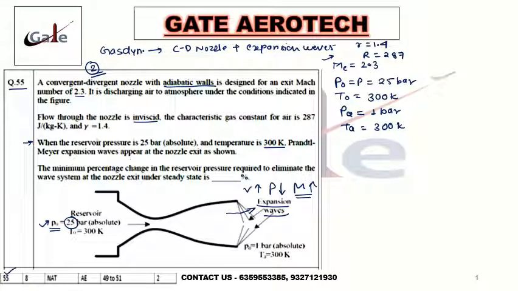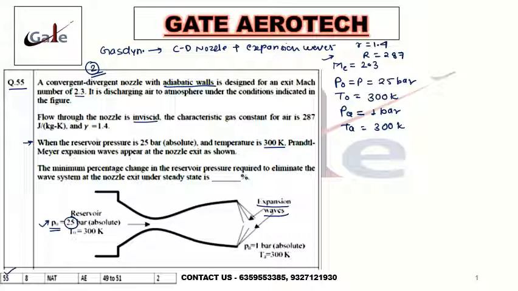The expansion fan is generated here because at the nozzle exit, your pressure is more than the atmospheric pressure. That means the exit nozzle pressure is greater than the atmospheric pressure. That's why this expansion fan is generated. So to eliminate that, we need to change the reservoir condition. This is the important thing. I hope you understand. So what percentage we have to change so that the expansion fan will be eliminated, this is asked in the question.